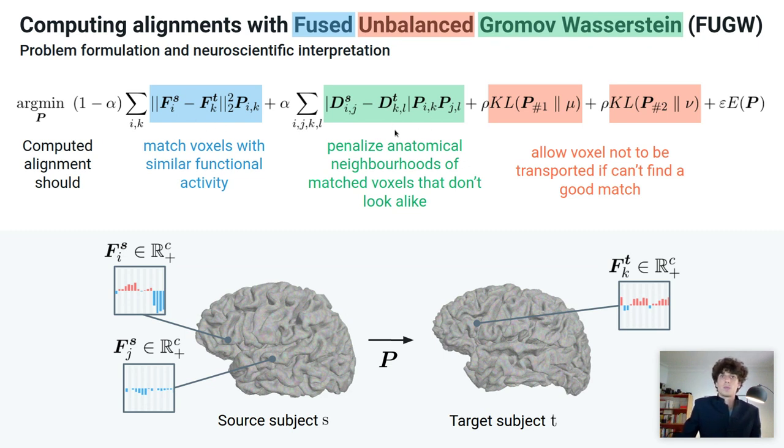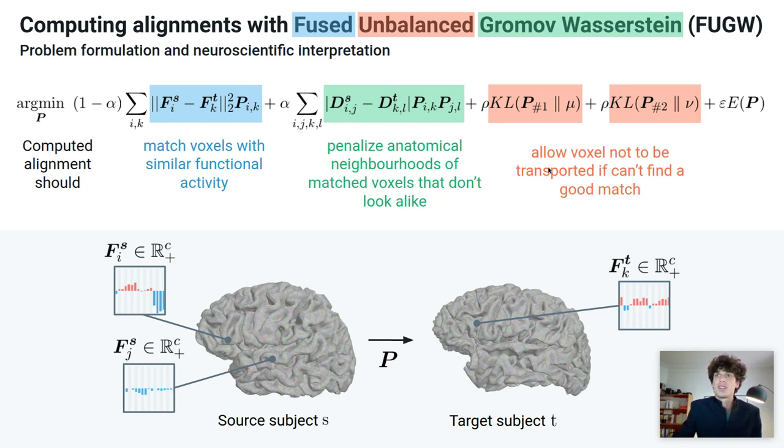This part of the loss basically tells you that you can't really shuffle the whole brain altogether. This prevents you from making too drastic changes on the anatomy, on the geometry of the cortical sheet. So for instance, this would prevent you from taking vertices from the prefrontal lobe and matching them with vertices from the occipital lobe, which makes no sense from an anatomical standpoint.